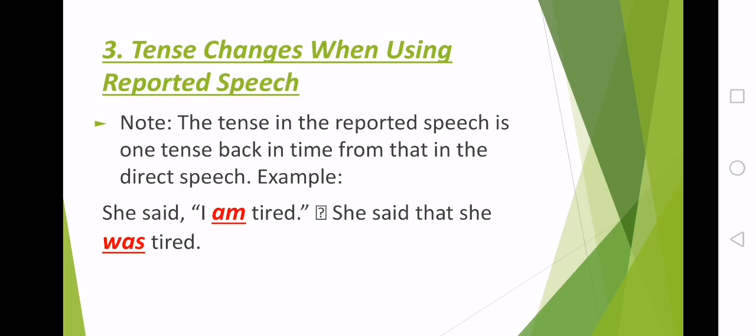She said, "I am tired." She said that she was tired. The verb to be, "am," is written in the present tense. It became "was" in the simple past tense.